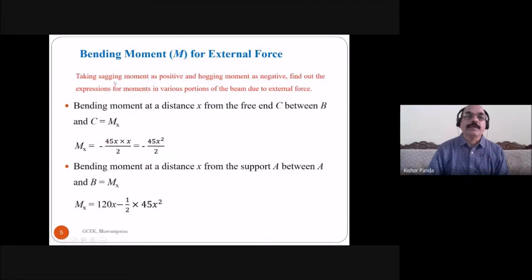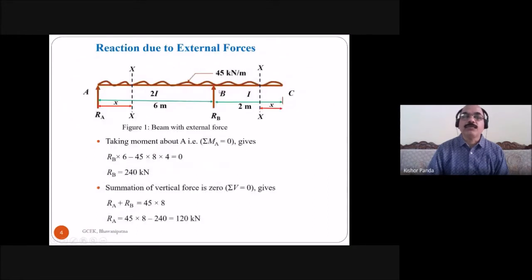Taking sagging moment as positive and hogging moment as negative, find out the expression for moment in various portions of the beam due to external force. So first, take the bending moment at a distance x from the free end C. First, find out what is the bending moment between B and C.